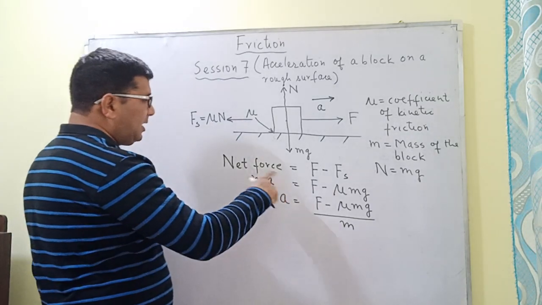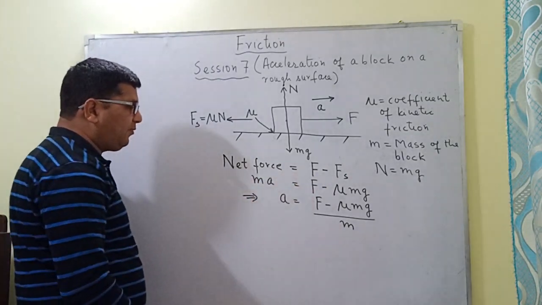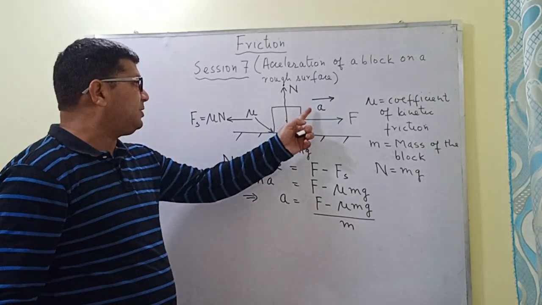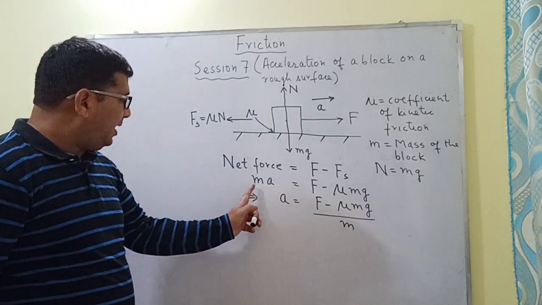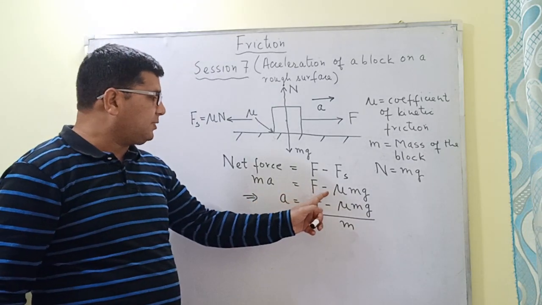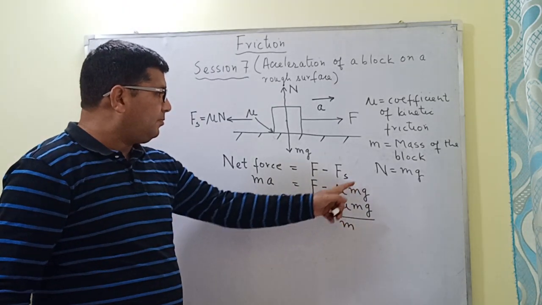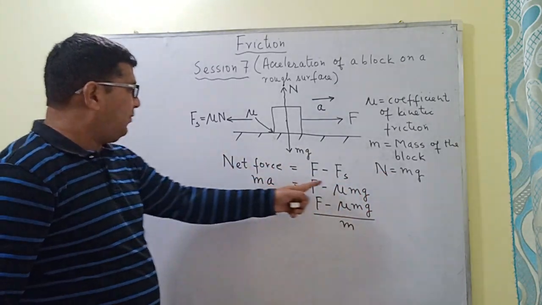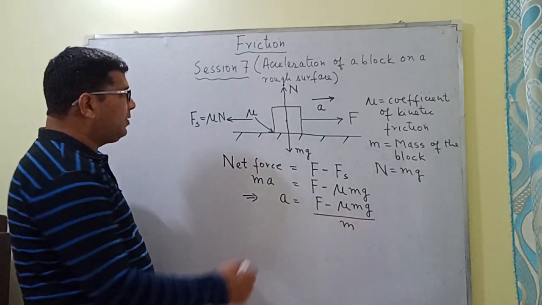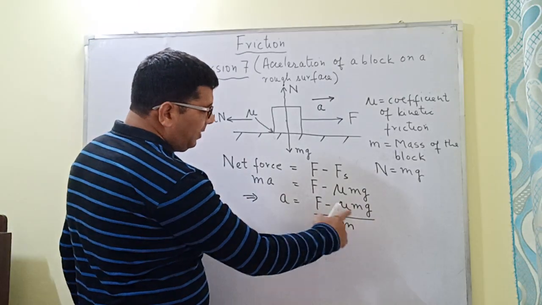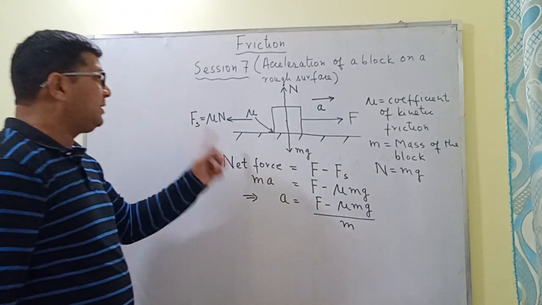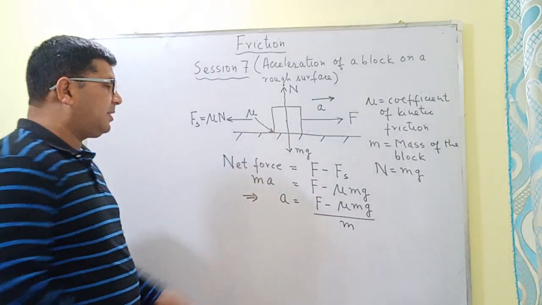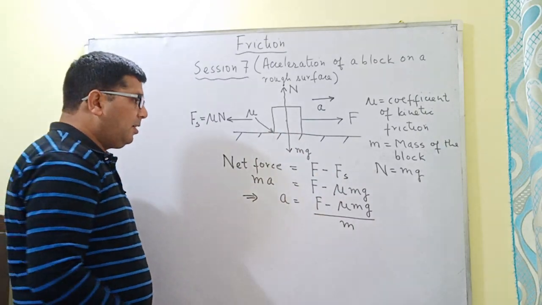So the net force is equal to F minus Fs, and since force is equal to mass into acceleration, and a is the acceleration produced in this body, m into a is equal to F minus mu mg, because N is equal to m into g, so Fs is equal to mu mg. So the acceleration produced in this body will be equal to F minus mu mg divided by m. So this is the first case in which the force is applied on a block resting on a horizontal surface.